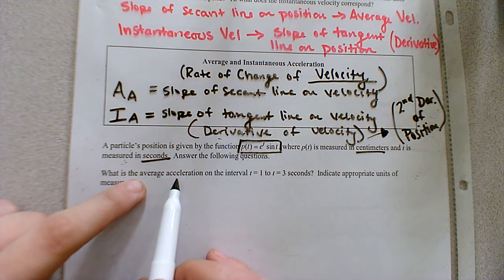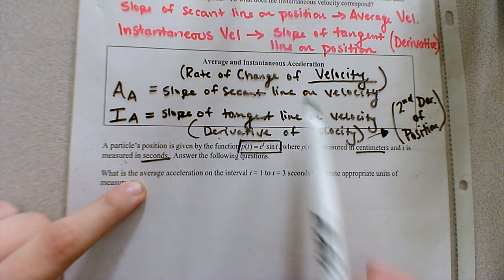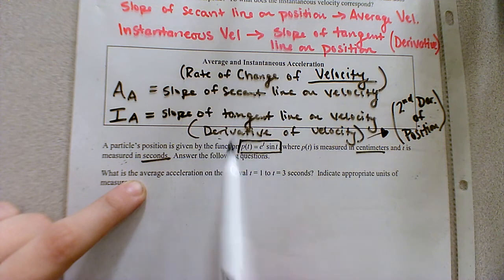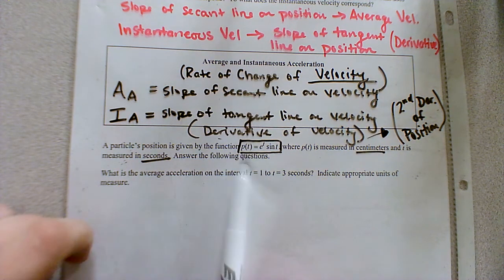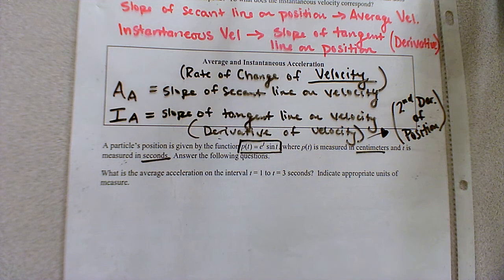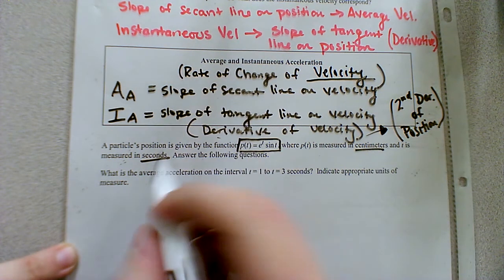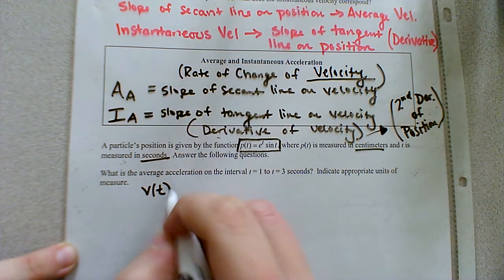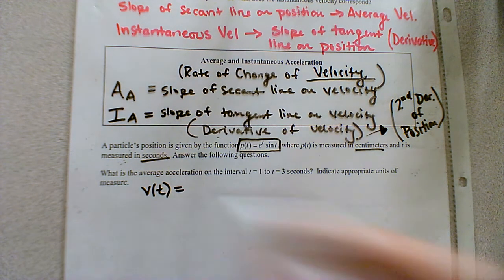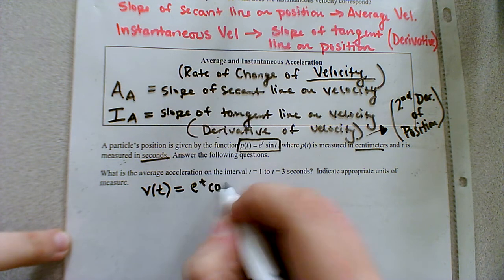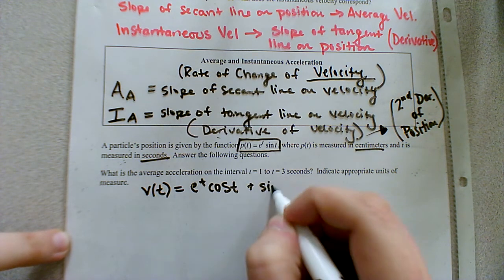So average acceleration is the slope of the secant line on velocity. But notice how the function they give us is position. So we have to think about how is velocity related to position, and velocity happens to be the derivative of position. So even though this is position, we can take the derivative of it, which I believe we already did on the previous page using our product rule. So we'll just go ahead and write that down again.